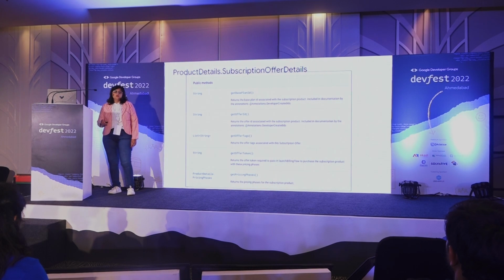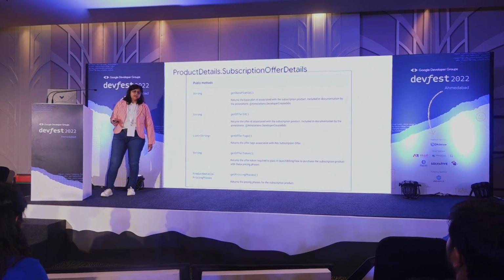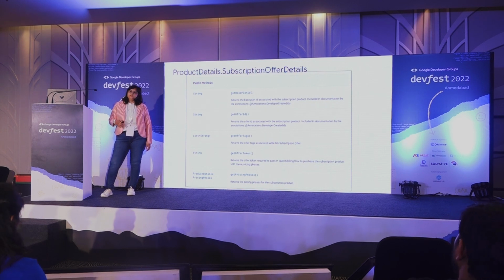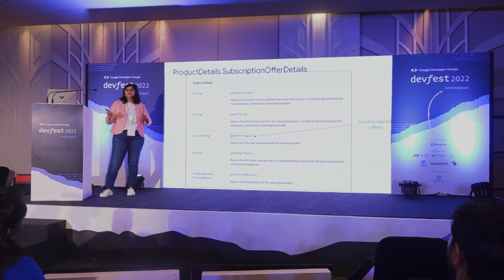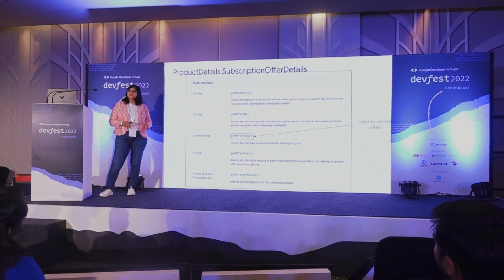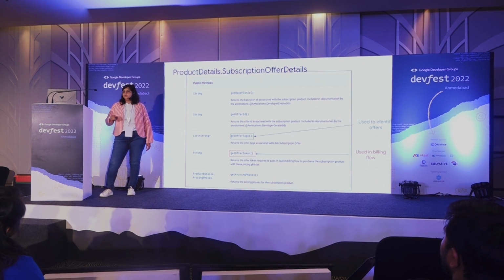Okay, so this is how offer details look. They have a base plan ID, they have an offer ID, and then they have offer tags. Offer tags, as we talked about, give identity to your offer so that you can determine which offers your user is eligible for. Offer token is again useful because you are going to use this offer token when you are actually letting your users subscribe or buy your premium feature. So offer tokens will come in handy at that time.